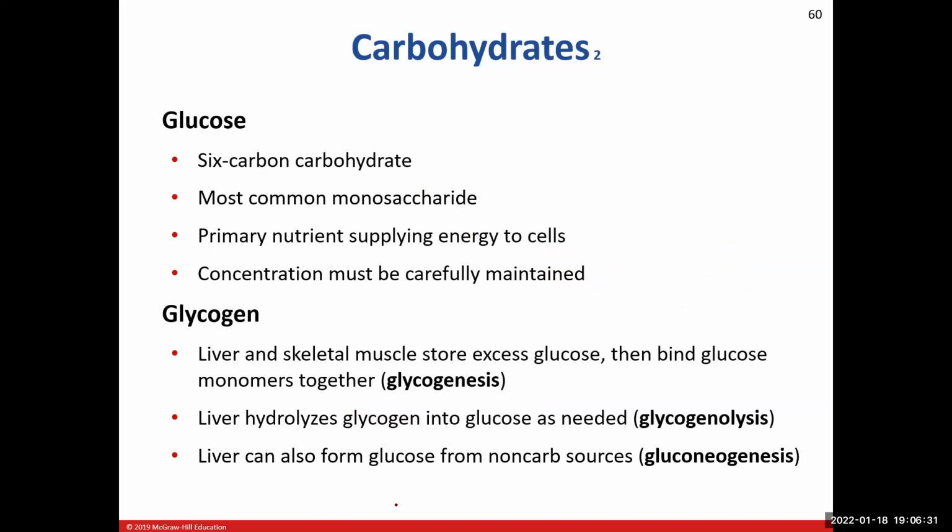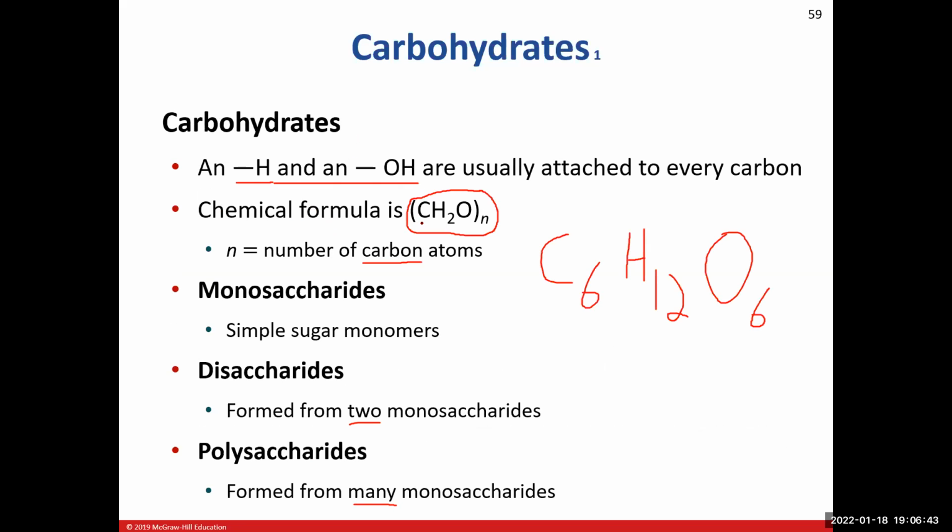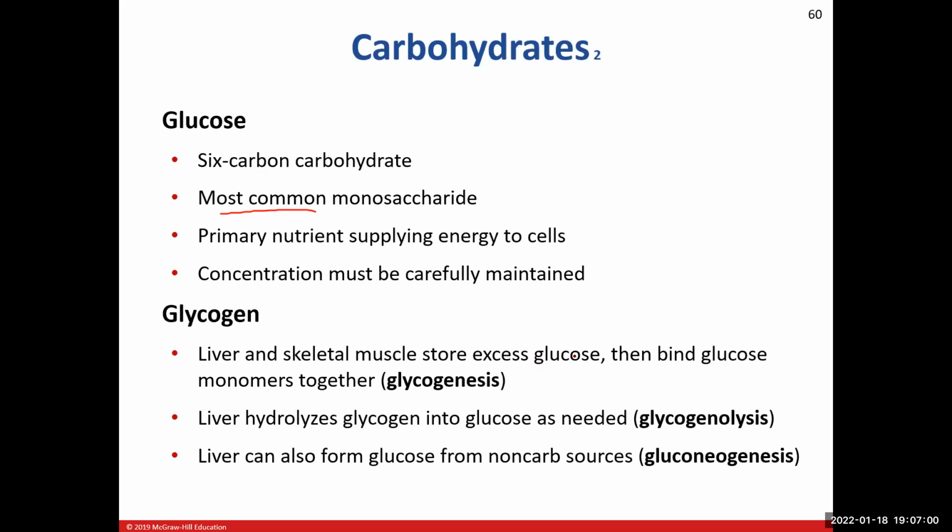So here is our most famous, most common monosaccharide, and that's glucose. It has 6 carbons, so you know from the equation what that means. When we're looking at our example here, that is the molecular formula for glucose. It has 6 carbons in it, so our chemical formula is going to be C6H12O6.